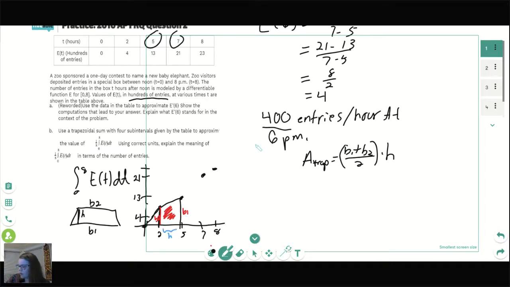Okay. So the first one is kind of nice because it's actually just a triangle, but we can still use the trapezoidal sum formula for practice. So we've got base 1. What is base 1 of this first trapezoid here?